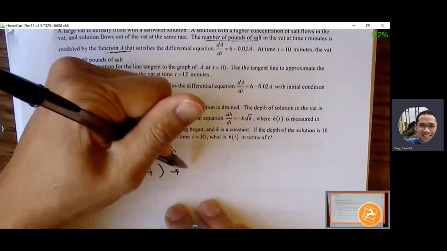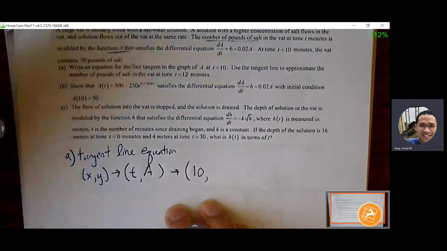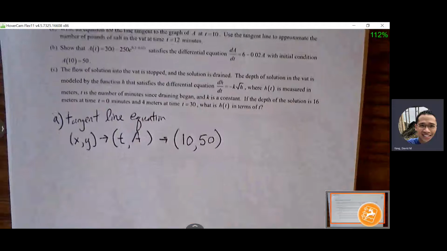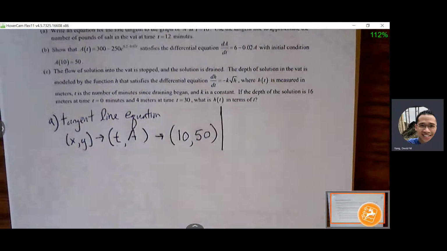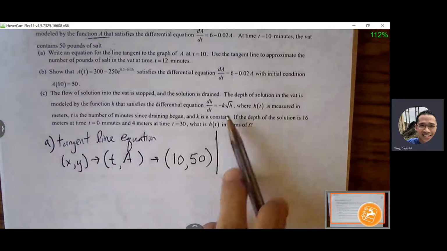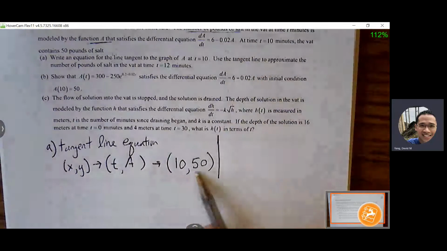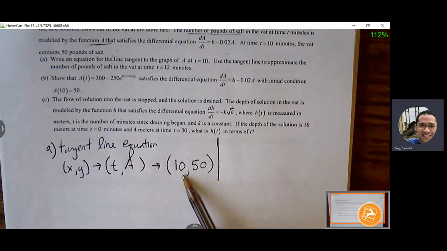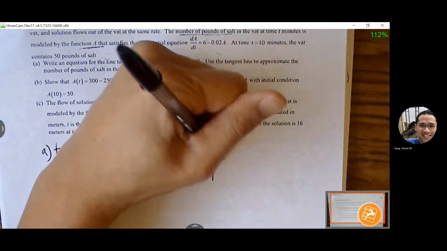So we see that at time t equals 10, the vat contains 50 pounds of salt. Okay, so (10, 50), that's our ordered pair. Our slope is going to come from our derivative. So our derivative is dA/dt. We'll just insert what it takes from our ordered pair. It doesn't need the 10, it only needs the 50 for the A. So we can say dA/dt at 50.